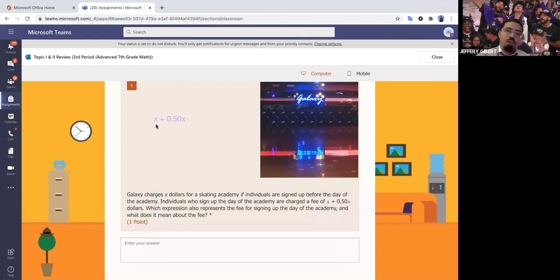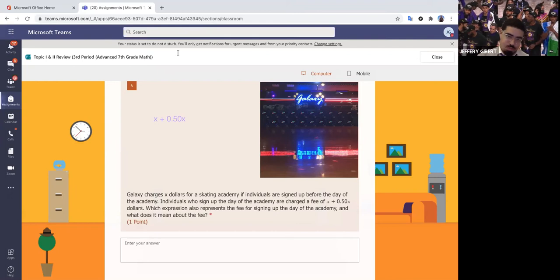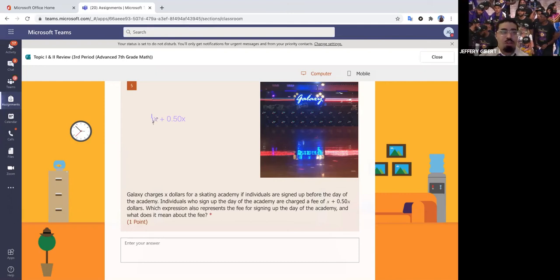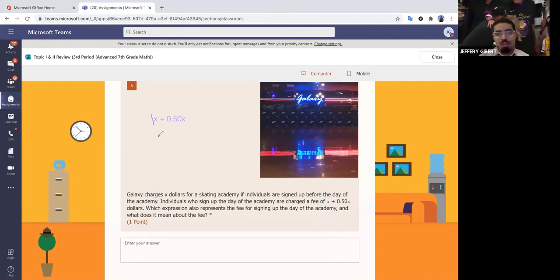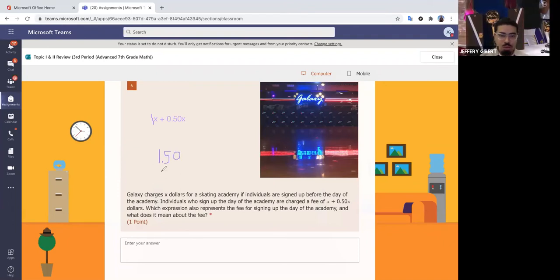So when there's no number attached to a variable, what imaginary number is attached to it? Zero? Not 0, it's 1. When there's no number attached, it's 1. It's telling us that it's 1x. So now that we know this is a 1, 1 plus 0.50 is 1.50, or 1.5, they're both the same. x.